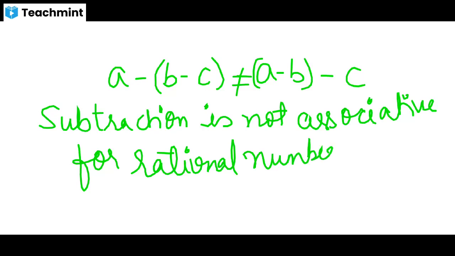Understood, children? So in this way, you should check the associative property for subtraction of rational numbers, and subtraction is not associative. Okay? Then next, which property we should discuss now?